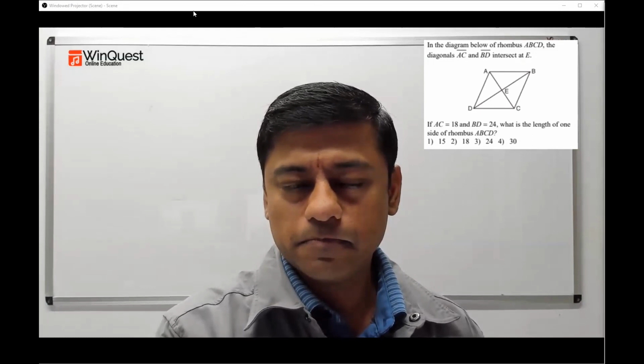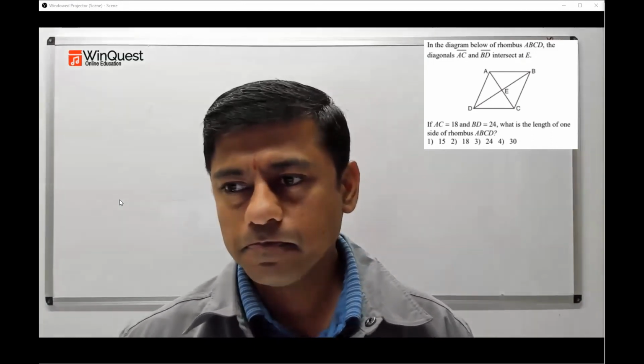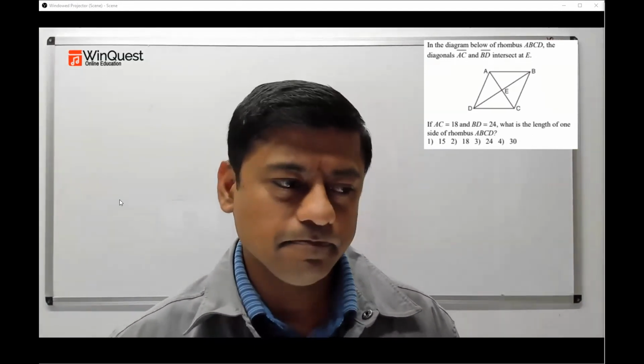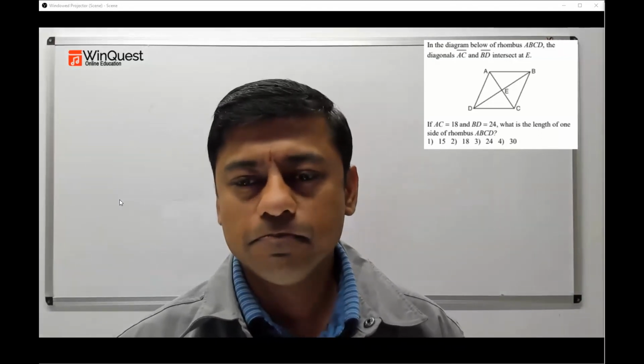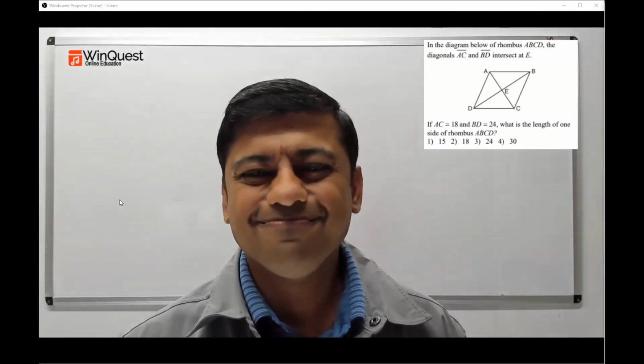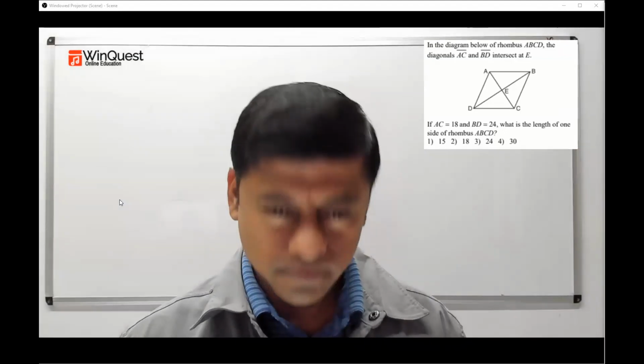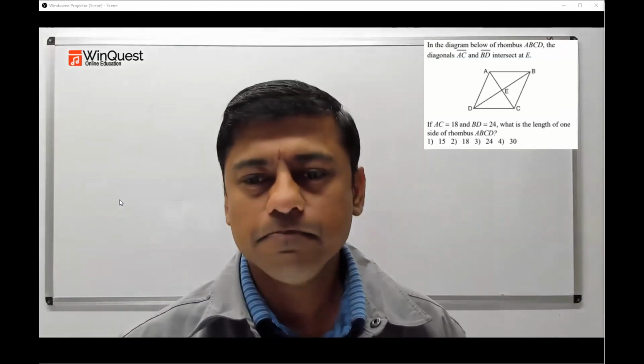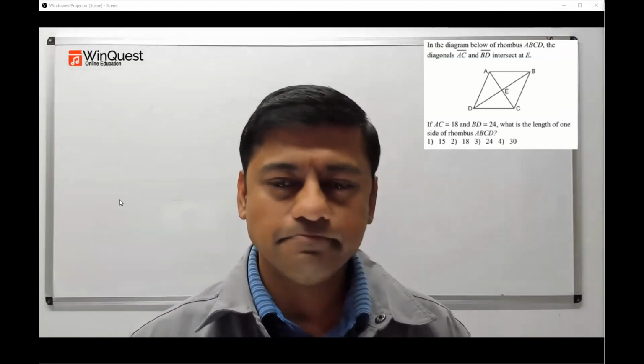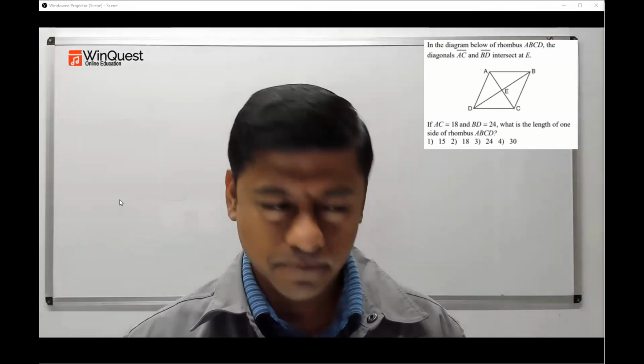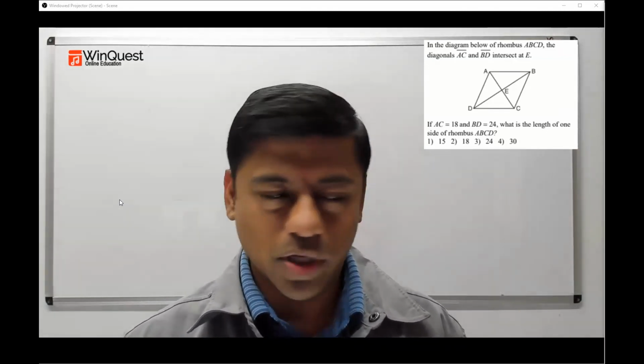Okay, what should we do in this one? So, when it comes to the lengths, I would take AE as 9 and DE as 12. And then I'd do 9 squared, which is 81, plus 144, which is 225. Root 225 is 15. So the side is 15.